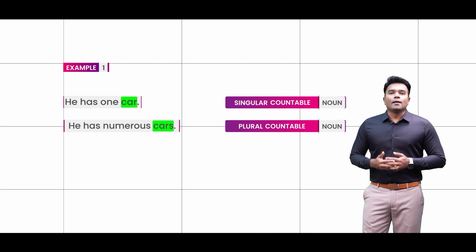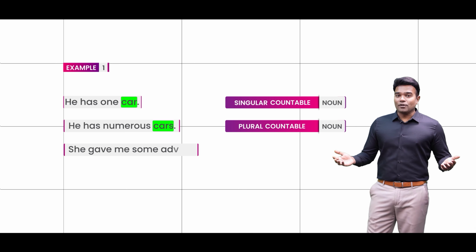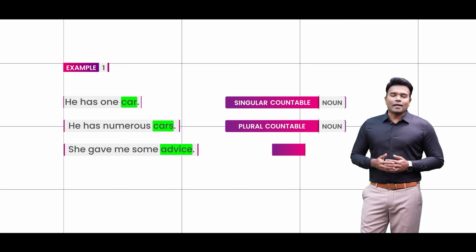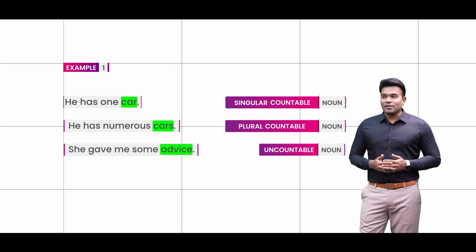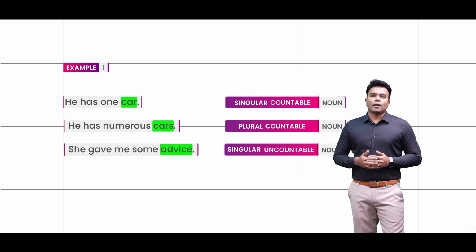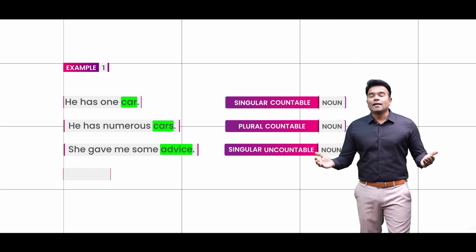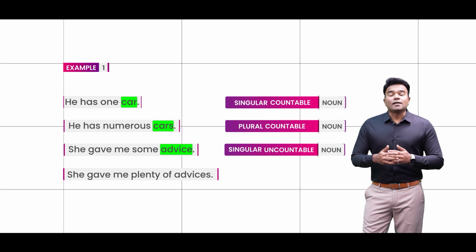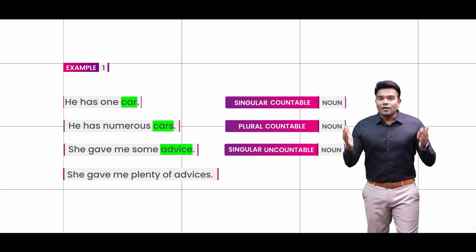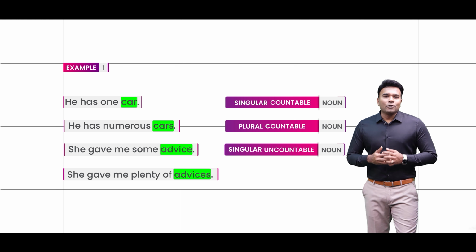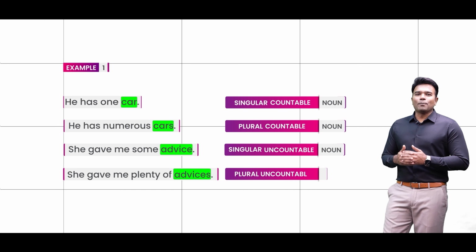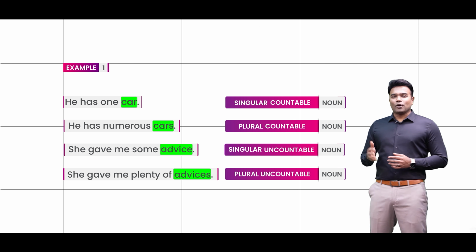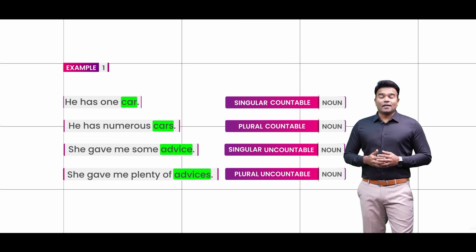But have a look at this sentence: she gave me some advice. In this sentence, advice is definitely a noun, but an uncountable noun. To be more specific, it is a singular uncountable noun. And if you look at this sentence, she gave me plenty of advices, it is actually an invalid sentence in English. And why is it invalid? That is because the word advices is trying to represent itself as a plural uncountable noun, but one thing you need to remember is that uncountable nouns do not exist in the plural form. The word advices is not there in the English vocabulary.